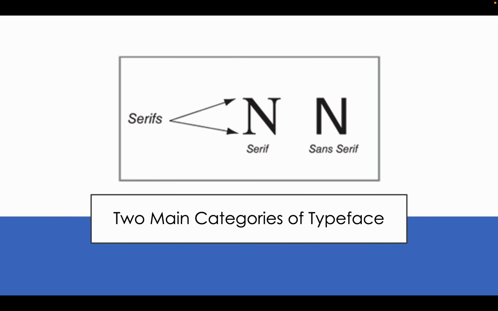There are also two main categories of typeface, serif and sans serif, which just means without serif. The serifs are the little notches on the outsides of letters. So we can see that first N on the screen is a serif font because it has those little notches, and then the sans serif does not have them. Typically, sans serif fonts are easier to read for the majority of people.